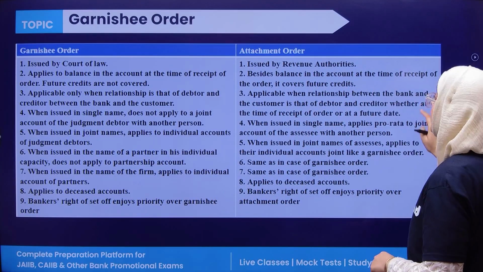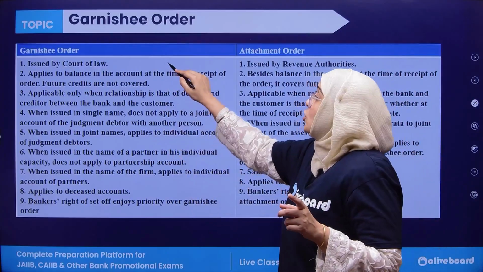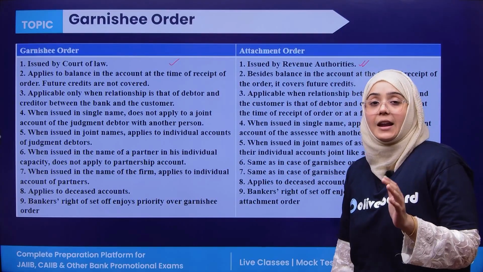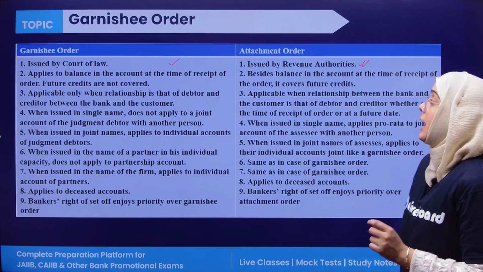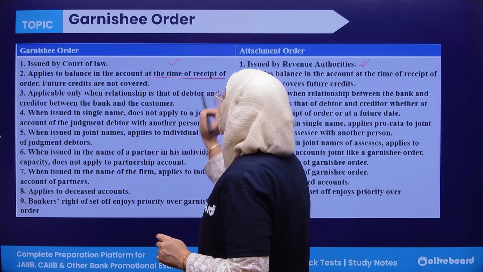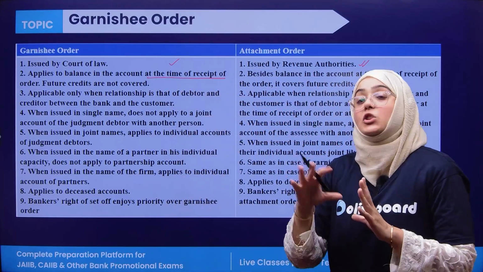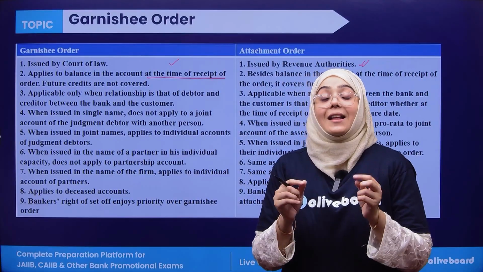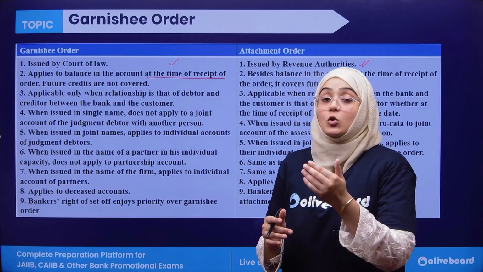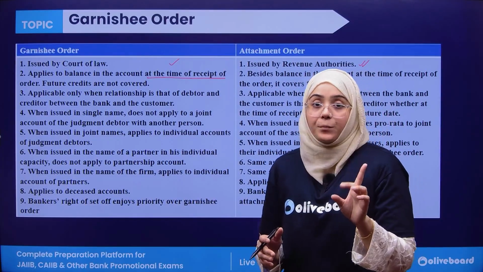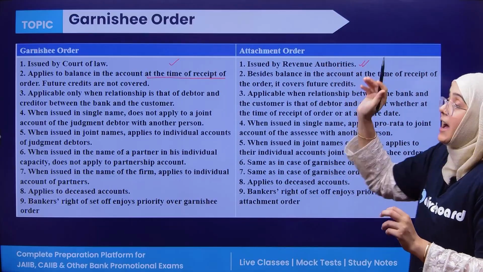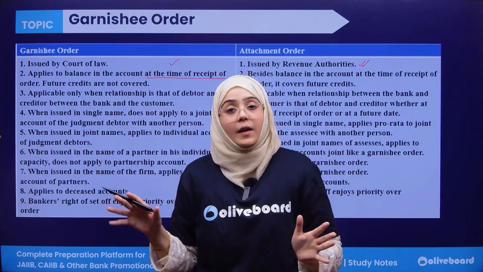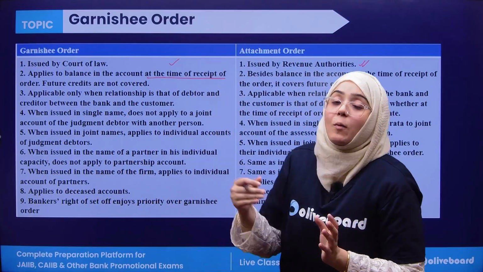First of all, the garnishee order is issued by a court of law, whereas the attachment order is issued by revenue authorities like the income tax department or anything. The garnishee order applies to the balance at the time of receipt of the order. Future date is not covered, meaning whatever amount is in my account today, the order is for that amount. Future balance and future date are not covered, whereas the attachment order is applicable to the complete profile of the customer, present as well as future.